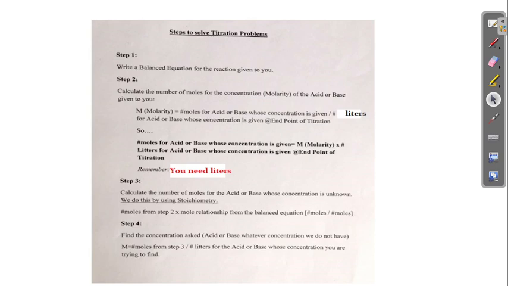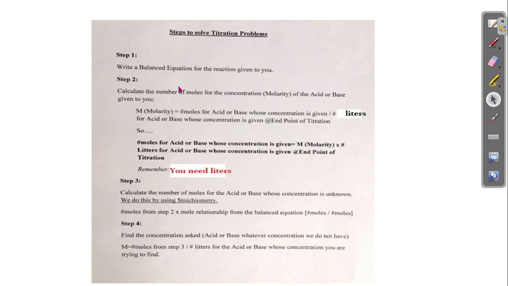Steps to solve titration problems. Step 1: Write a balanced equation for the reaction given to you. So basically, you always start with writing an equation. If it's not given to you, you need to write the equation and you need to balance it so you can have a recipe.